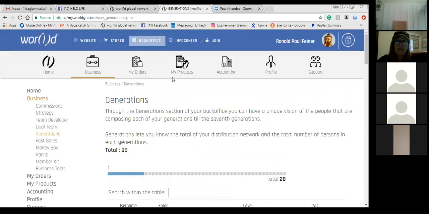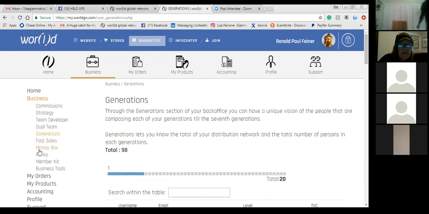All right. So this is generations. This is something I go to a lot if I want to click and see where my leaders are and what's going on their right leg and what's going on their left leg. So that's the third commission. Obviously, that's check matching. You want to see what's going on with your people down below.